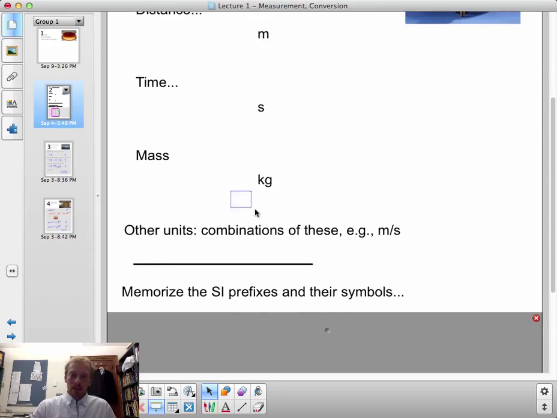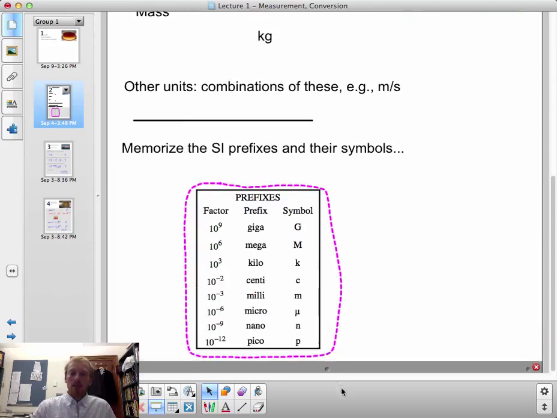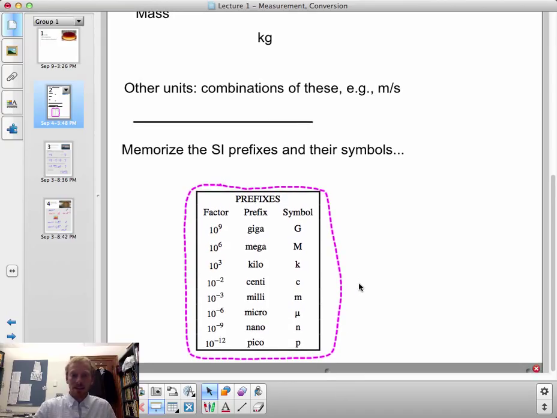Since we are relating things to these base units, we're going to be using scientific notation to talk about things like a gigasecond or a centimeter or a microgram. You are responsible for knowing the SI prefixes and their symbols. So this dashed in hot pink, that is something for you to memorize. Hopefully you already know a good bit of it. Giga, mega, kilo, centi, milli, micro. Micro is abbreviated with the Greek letter mu. Milli is abbreviated with a lowercase m. Mega, 10 to the 6th, is abbreviated with an uppercase M.